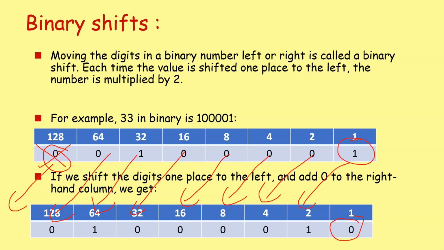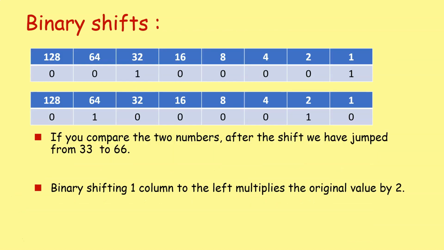Now that we've finished doing the left shift, we have a final number here of 01000010. If we compare these two numbers, we can see that after the shift we've jumped from 33 to 66. So our original value here was 33.